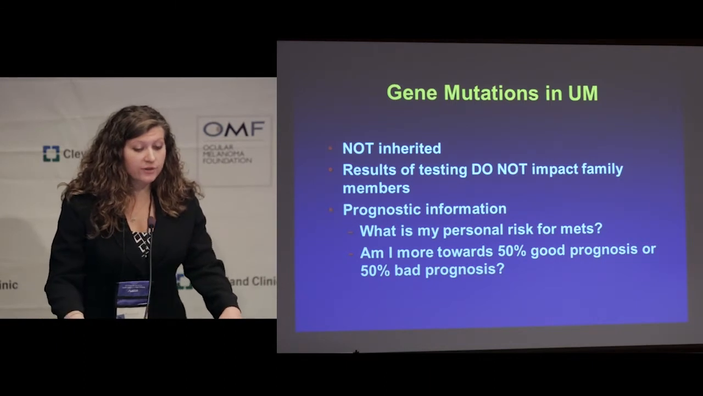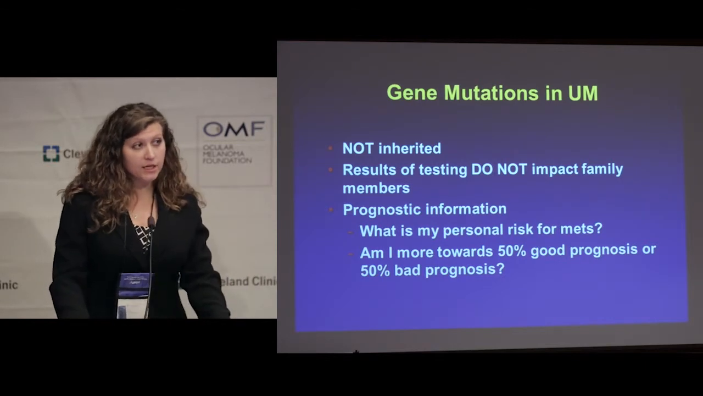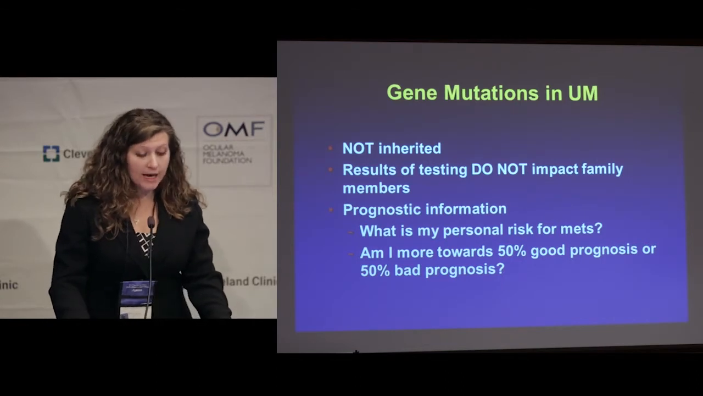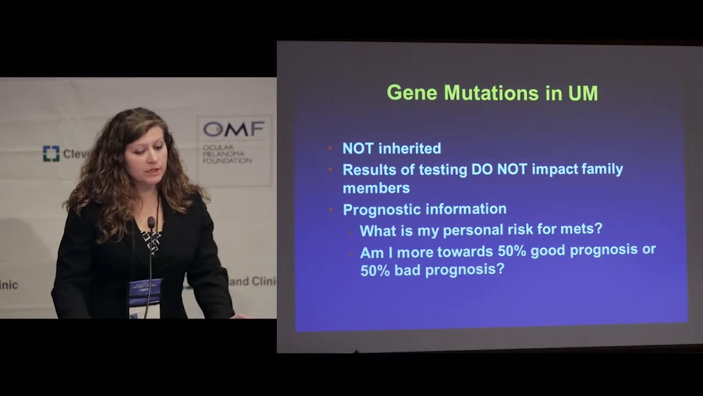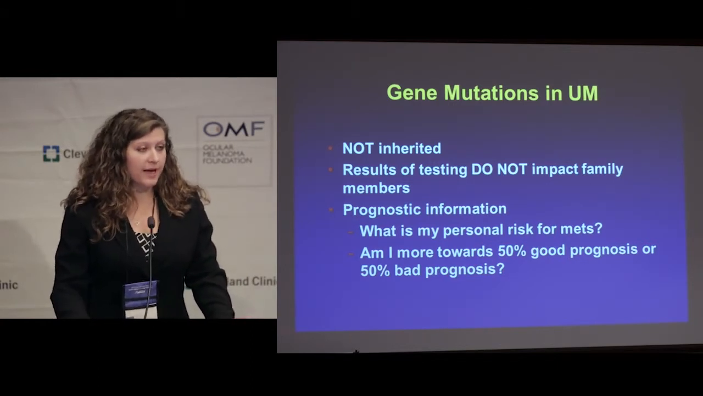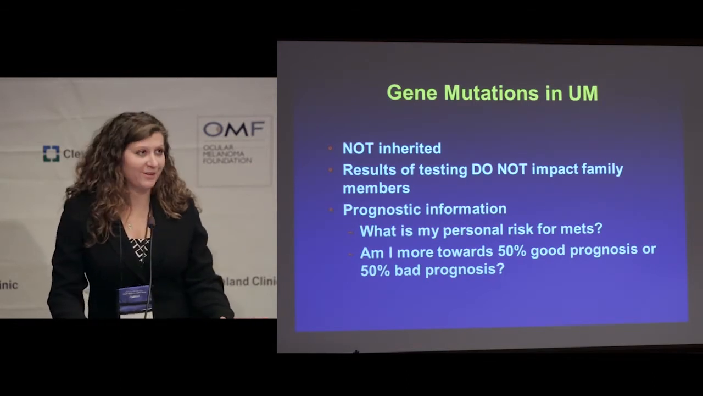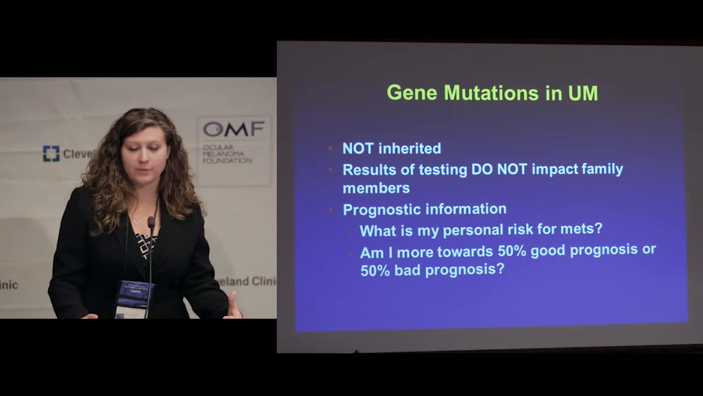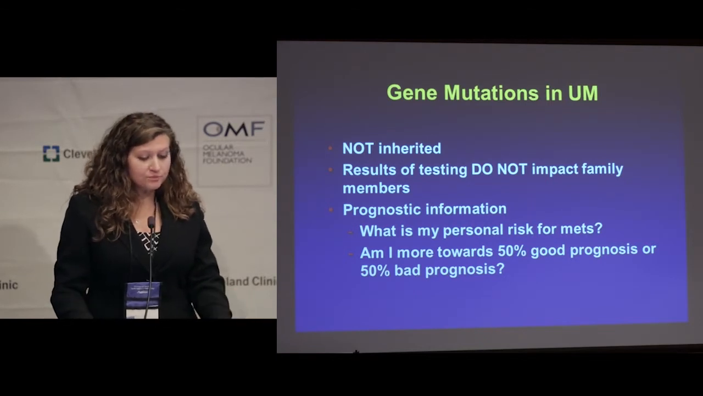So again, just to review, genetic mutations in uveal melanoma are typically not inherited. They are somatic mutations that occur by chance within a group of cells in the eye that end up leading to cancer. The results of doing genetic testing for uveal melanoma, again, do not impact the family members. And I am going to back up a little bit because certainly the results impact the family, right? If someone has testing, someone's going through cancer, of course any results are going to impact the family. What I mean by that is that the results are not going to make any family member at a higher or lower risk for developing cancer.